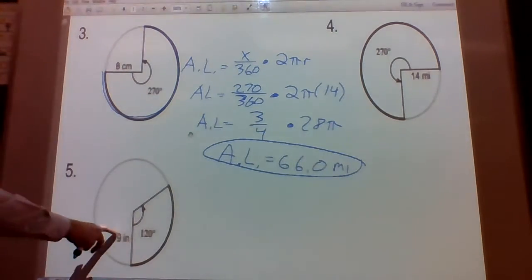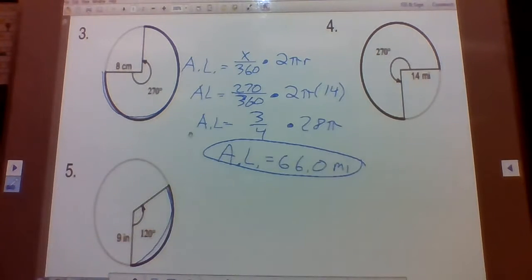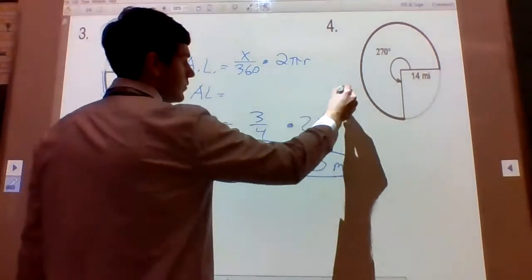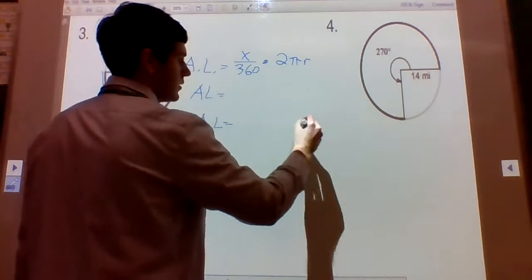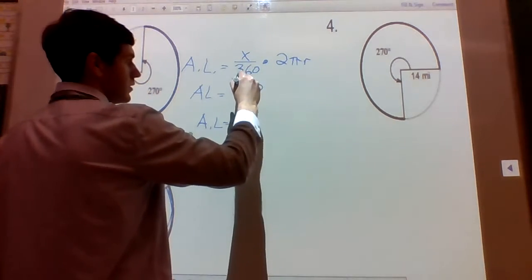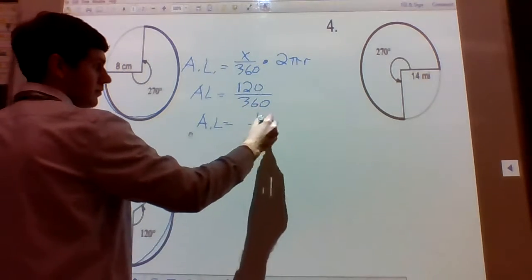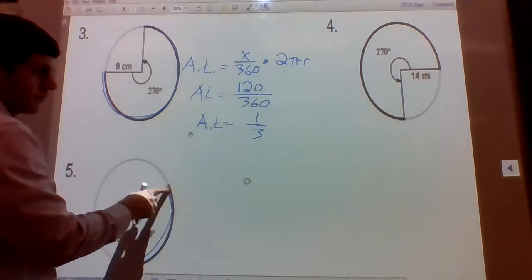Number 5, same thing. We want this part right here. So our angle measure is 120. 120 out of 360. So we only have a third of it now. 120 divided by 360 is a third. So now we're only looking at a third of the circumference.